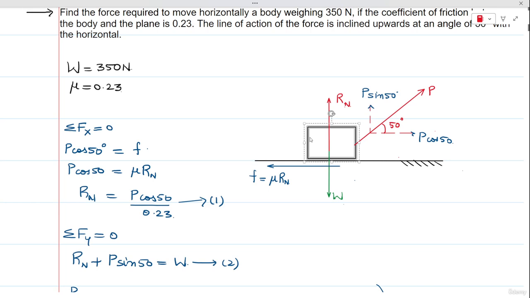Please remember the sequence here. When there is a contact, there is definitely going to be a normal reaction, and at that contact, if the body is tending to move, the friction force will be present.